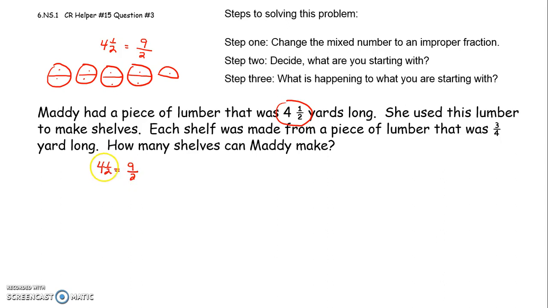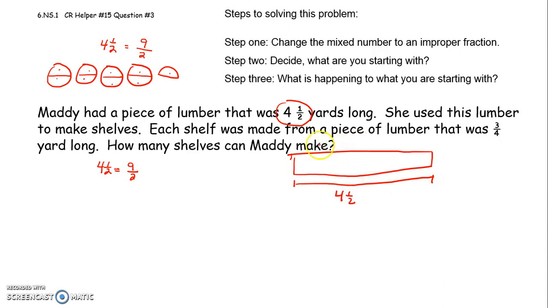2 times 4 is 8, plus one more is 9. 9 over a denominator of 2. Decide what you're starting with. Well, it looks to me like she's starting with a piece of lumber. Oh, that's an ugly drawing, but that's okay. She's starting with a piece of lumber, and that piece of lumber is 4.5 yards long.